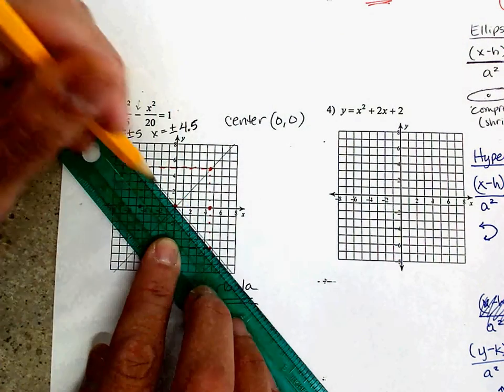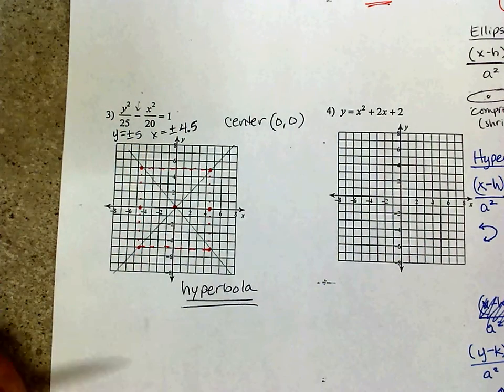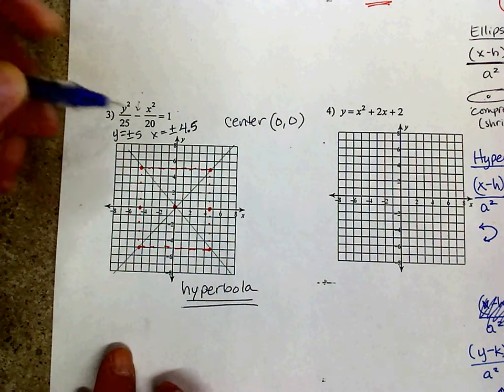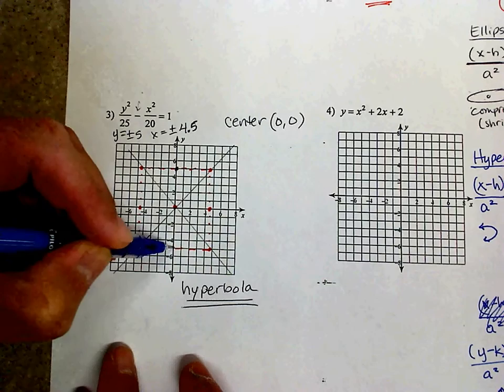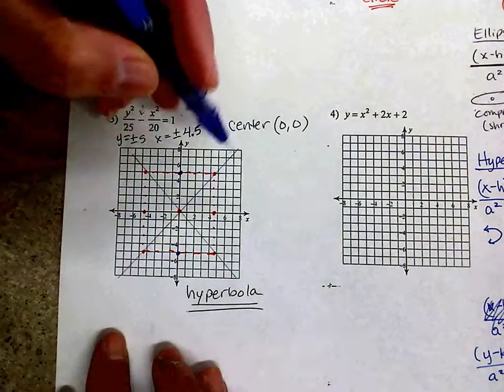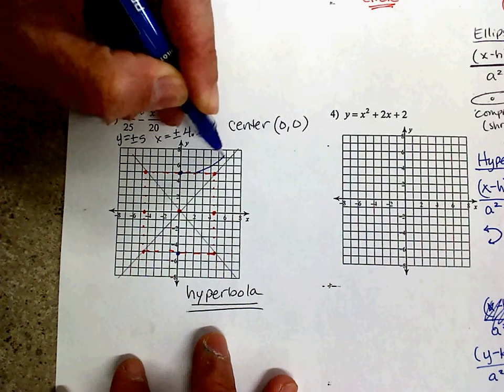Now, I've got to determine which way it opens. So let's take a look. Y is positive. Since your y is positive, it's going to open up and down. So there's my intercepts along the asymptotes.